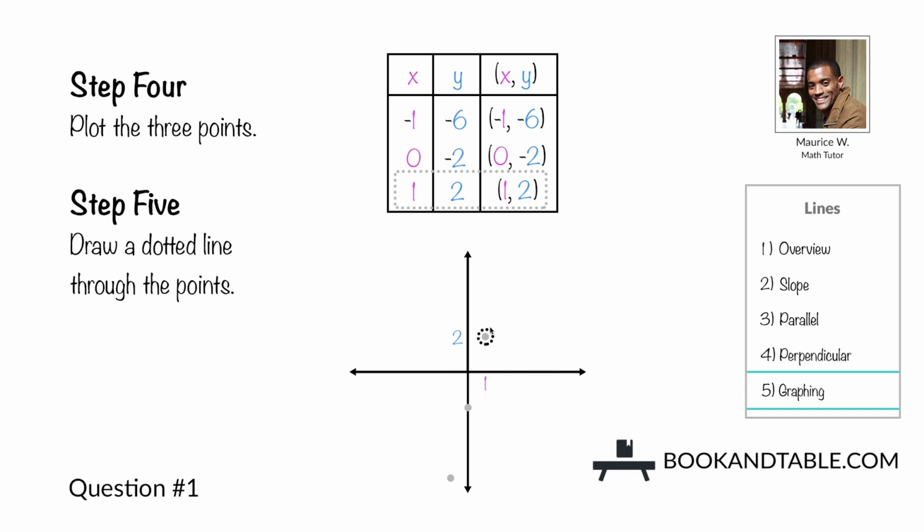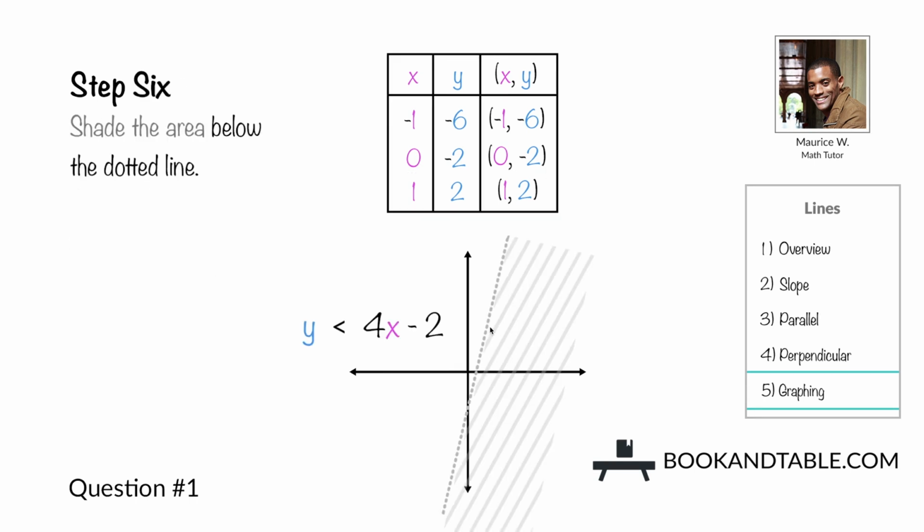And again, since the inequality we were given was less than, it's not a straight line but a dotted line. And since it was less than, step 6, shade the area below the dotted line. So this would be the final sketch of y is less than 4x minus 2.